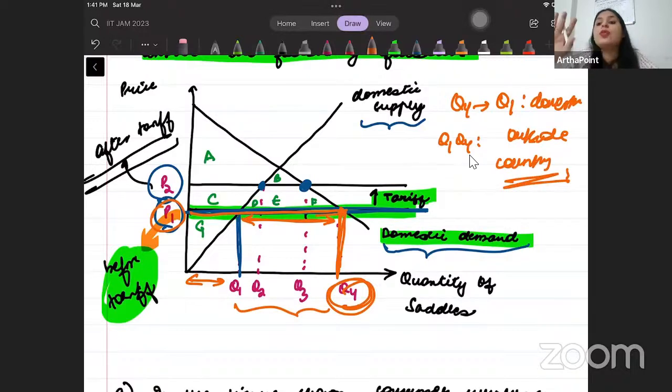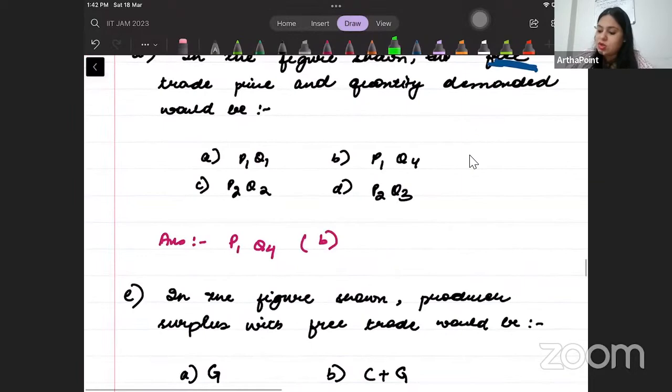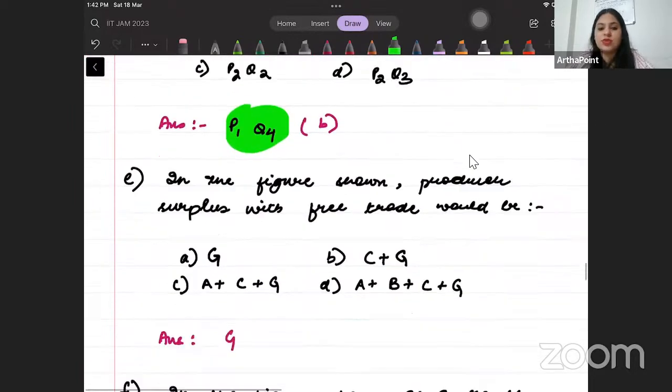But the entire demand would be fulfilled. It's a free trade economy, so you will be trading with others. So the answer will be P1, Q4. Come to the next part.